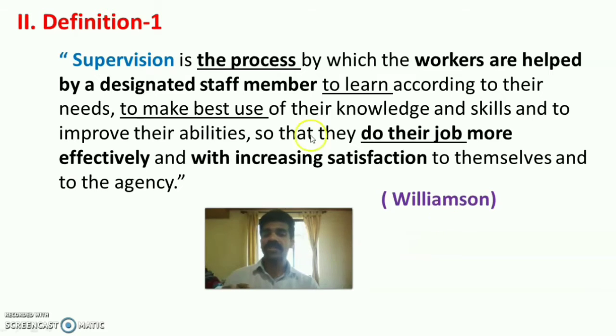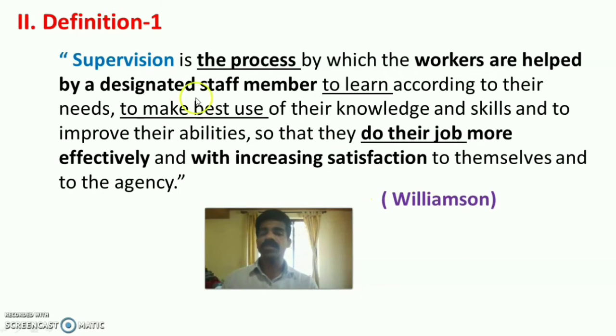According to Williamson, supervision is a process by which the workers are helped by a designated staff member to learn according to their needs, to make best use of their knowledge and skills, thus to improve their abilities or skills so that they do their job more effectively and with increasing satisfaction to themselves and the agency or organization or institution.